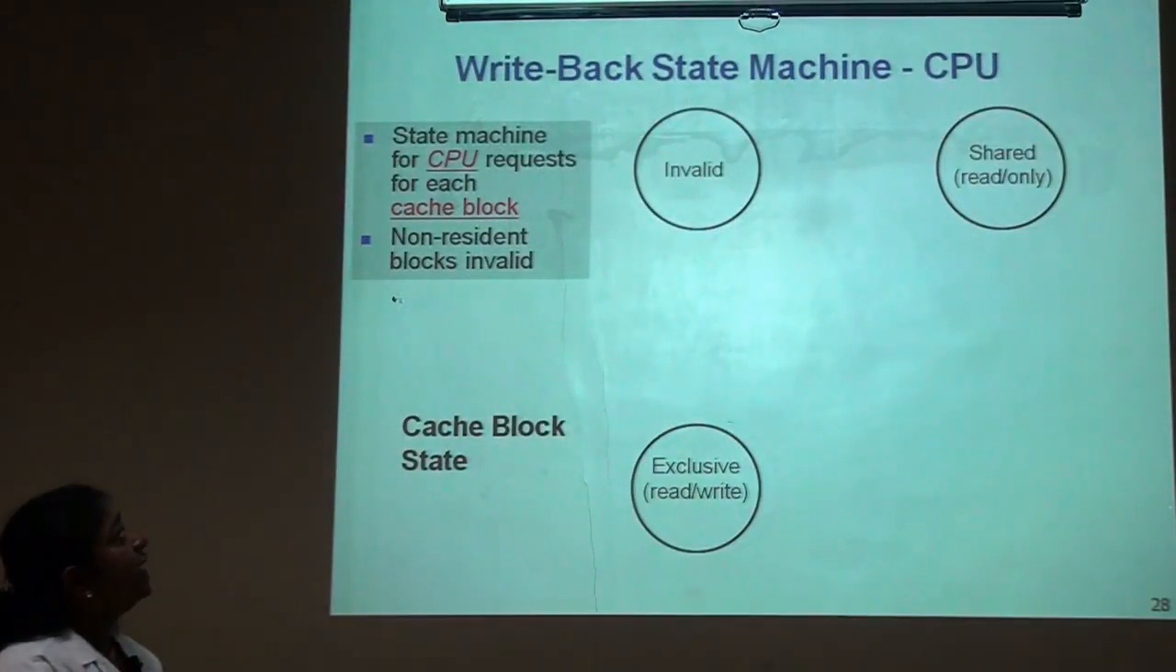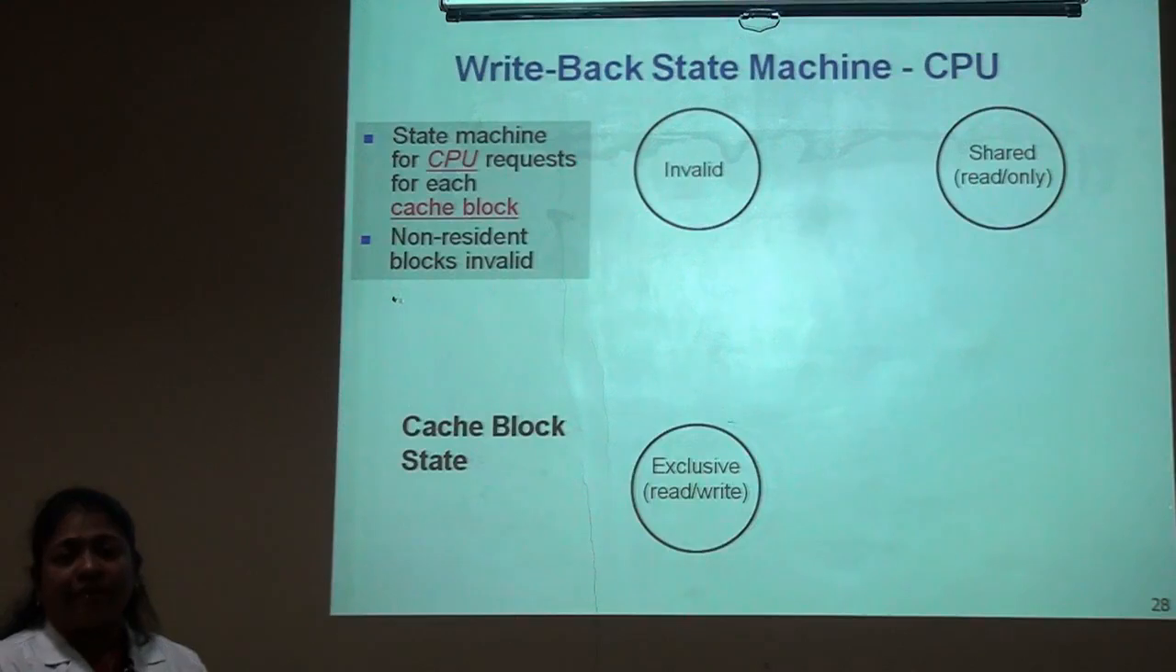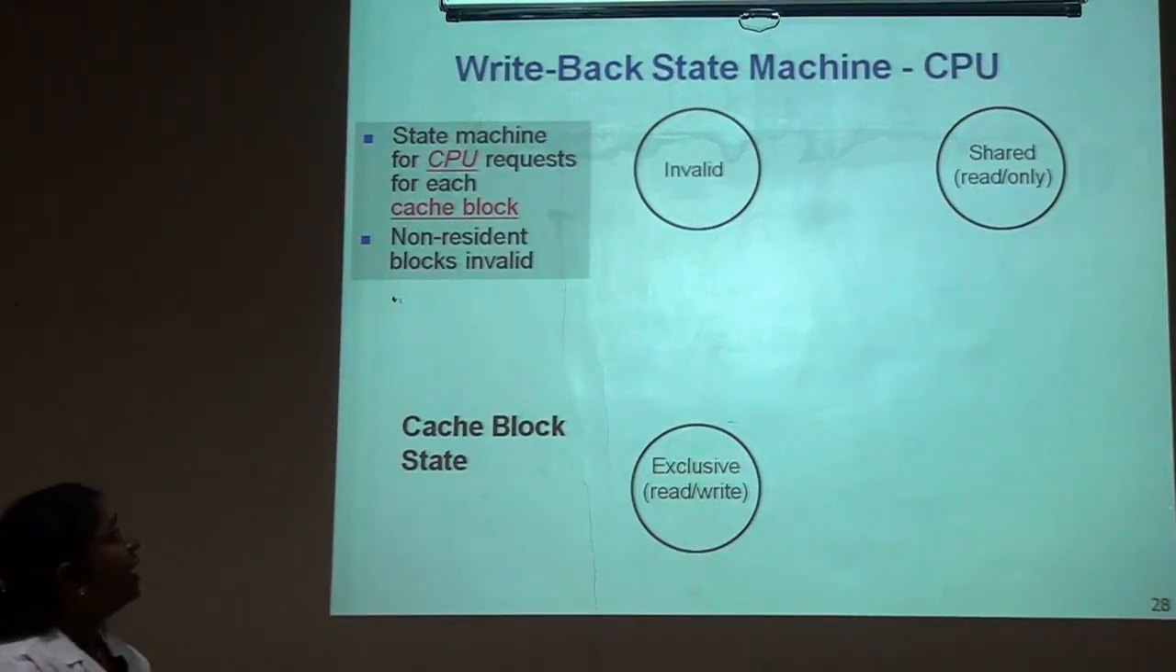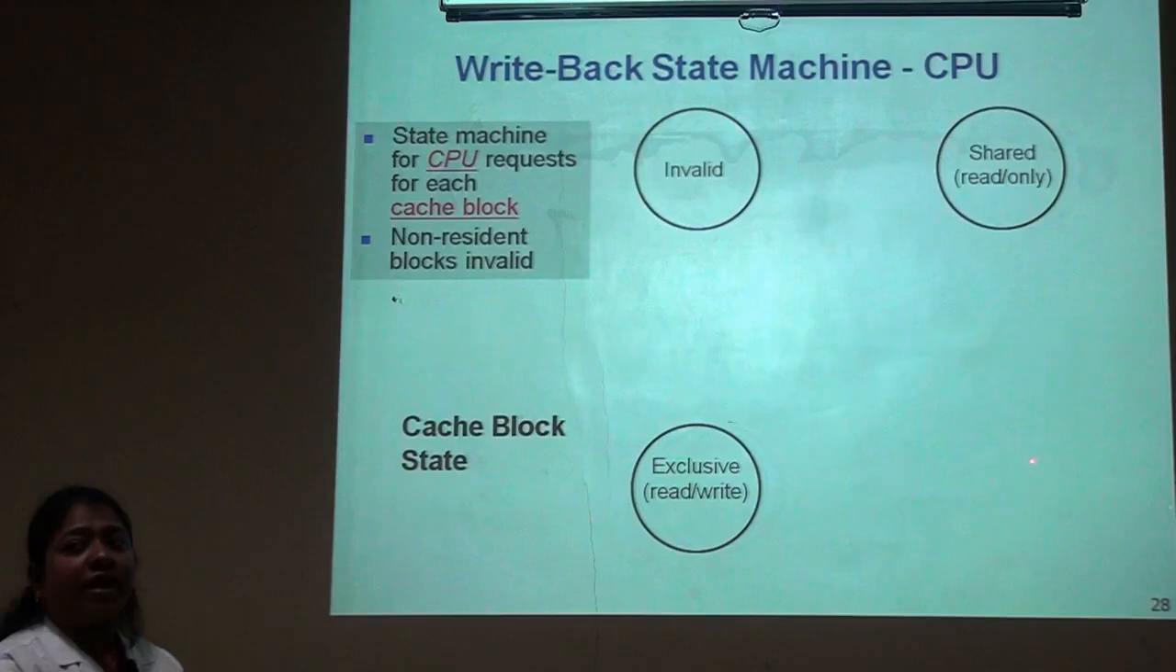Here is the write back state position, based on the CPU request for each cache block. The CPU requests the data from the cache block. Here we have three states: invalid, shared, and exclusive. In invalid, no data can be accessed. In shared, only the read operation can be performed. In exclusive, read or write can be performed.